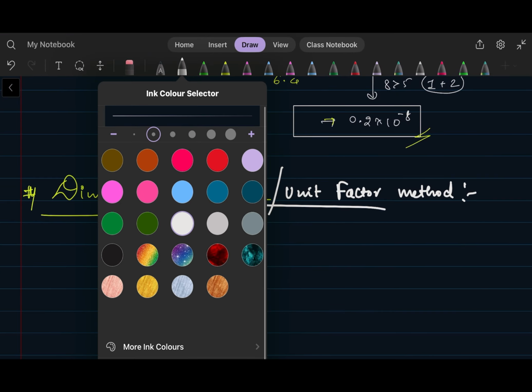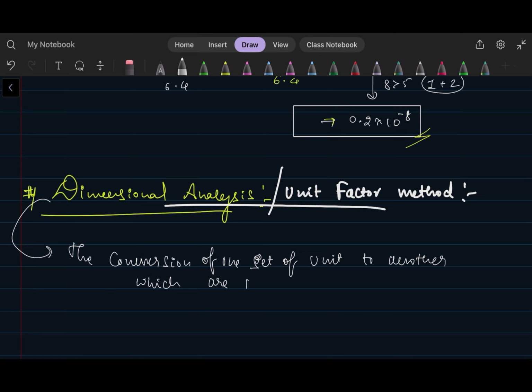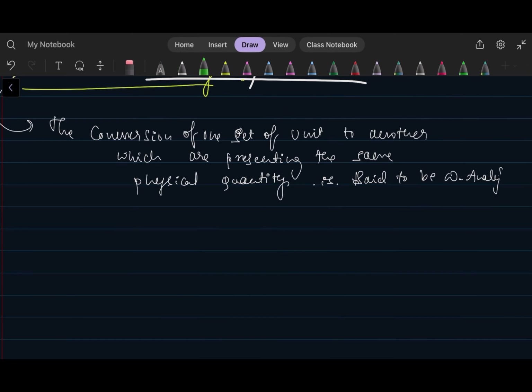Second thing, what do you mean by this actually? When it comes to the definition, you can define it as the conversion of one set of units to another which are representing the same physical quantities is said to be dimensional analysis. Means here we are not at all going to change the physical quantity.